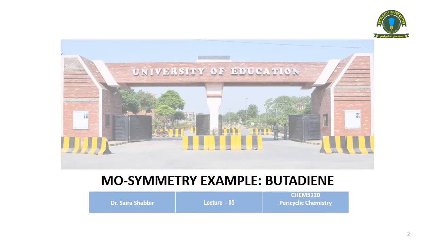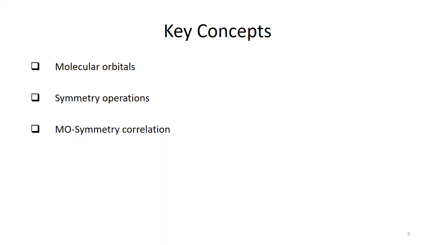Today is the fourth lecture of pericyclic chemistry. It's about the molecular orbitals and symmetry that we have been studying in the previous lecture. But today we shall study the example of butadiene, how butadiene undergoes pericyclic reactions and what kind of symmetry elements it can relate.